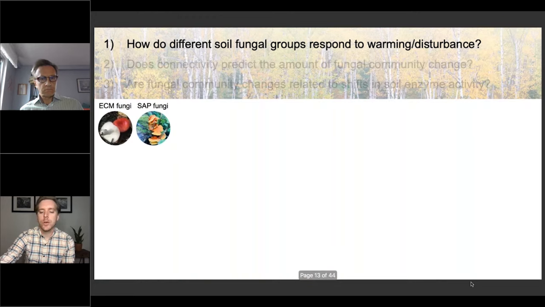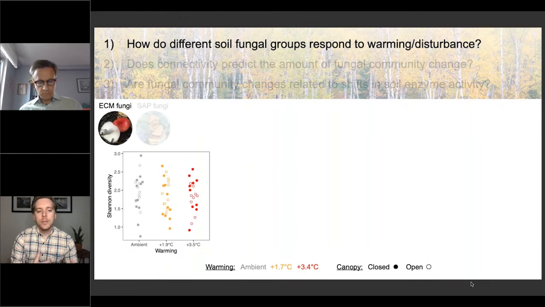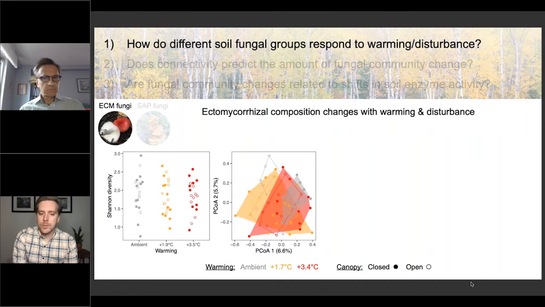So jumping into this first question, and again, focusing on these two fungal groups, looking at Shannon diversity first of all, across different warming treatments, we found not really a strong response. As you can see, all the colors and open versus closed points are clustered together. So we didn't find a strong overall diversity response. We did find a pretty strong compositional shift. So this is a principal component analysis where points closer together represent samples with more similar community composition of ectomycorrhizae in this case. There were strong effects of warming and canopy disturbance on community composition of ectomycorrhizae.